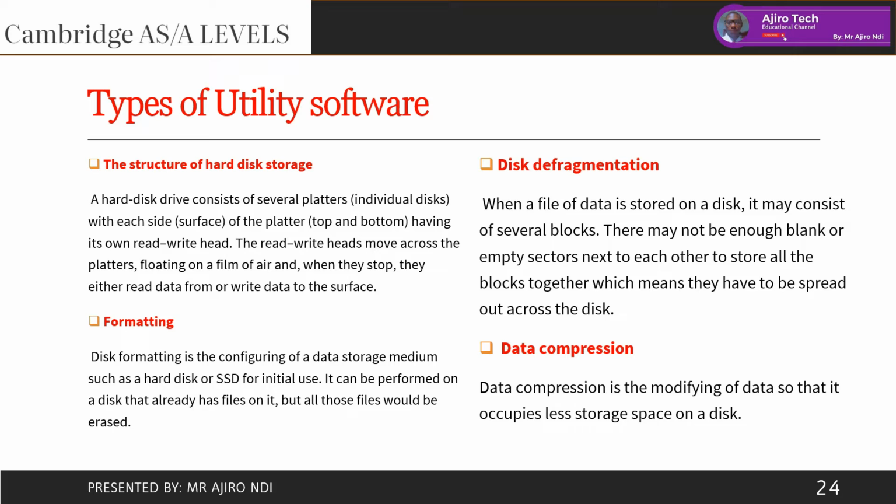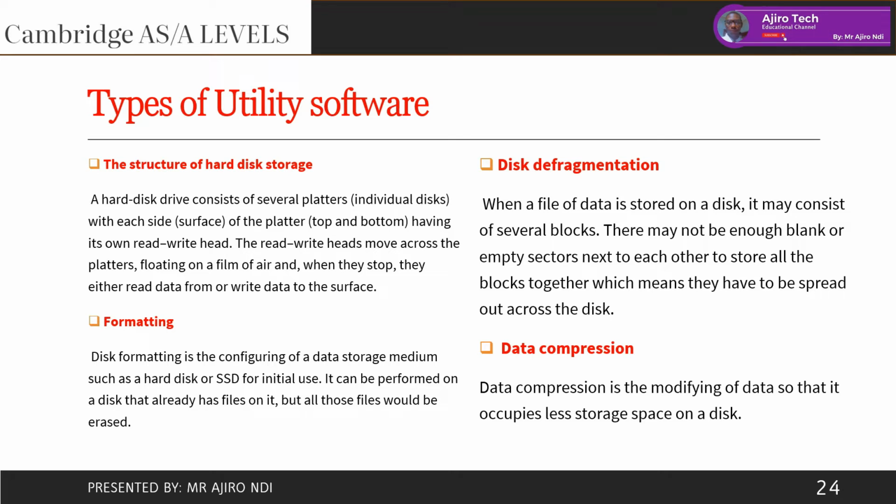When data is no longer needed, it is deleted from the disk, which leaves some empty sectors. Do you understand? It leaves some empty sectors. Defragmentation software is used to organize the data on the disk by moving the data blocks around to bring all parts of the file together so they are what? Contiguous. Okay?